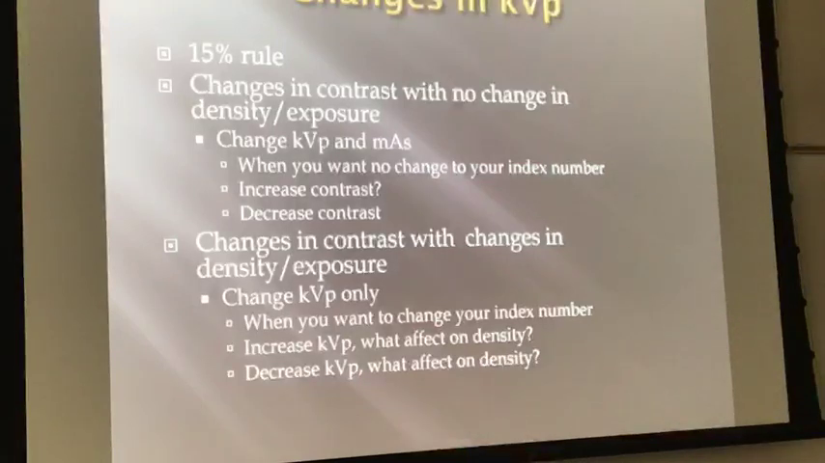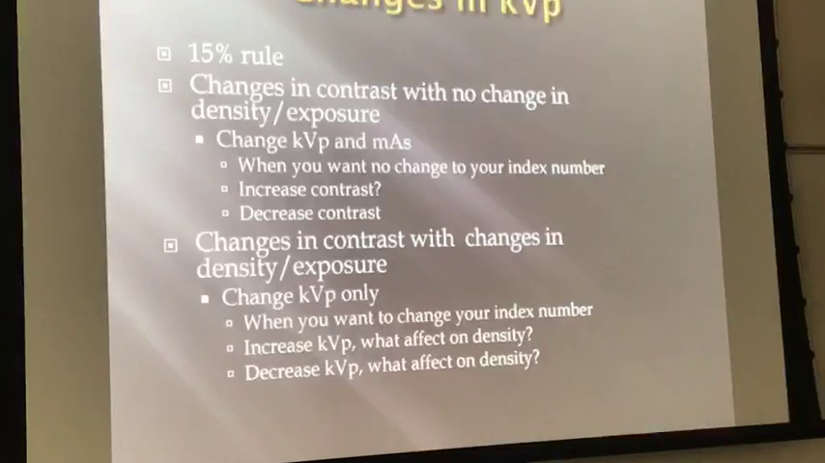It effectively doubles mass. It doesn't really double mass, it increases the exposure, and I think that's kind of where you were going with that. Yes, it's effectively the same as doubling the mass, right? It increases exposure. If the only thing that we do is increase kVp, contrast goes down, exposure goes up. Okay? So we'll change kVp only when we want to change contrast and we want to change the index number.